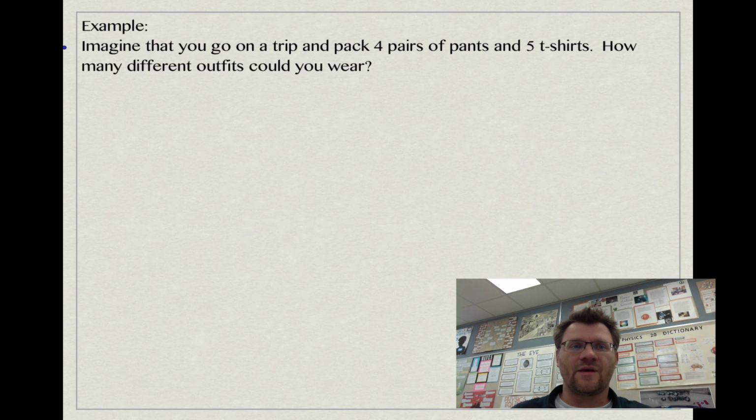So we're going to start with an example. It says, imagine that you go on a trip and pack 4 pairs of pants and 5 t-shirts. How many different outfits could you wear? Well, with 4 pairs of pants, each pair of pants that you wear, you have an option of 5 t-shirts, so that means you have 20 options for outfits.